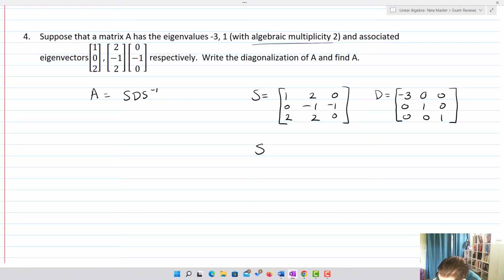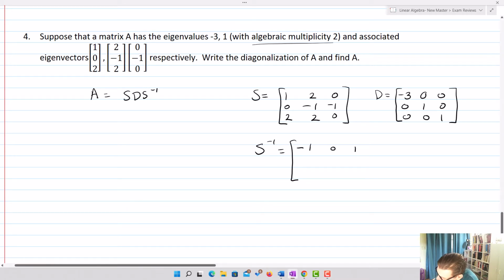And then we have S inverse, and S inverse is going to be the inverse of 1, 2, 0, 0, negative 1, negative 1, 2, 2, 0. So we're going to use a calculator to find that. And so after doing that, what I get is negative 1, 0, 1, 1, 0, negative 1 half, negative 1, negative 1, 1 half.